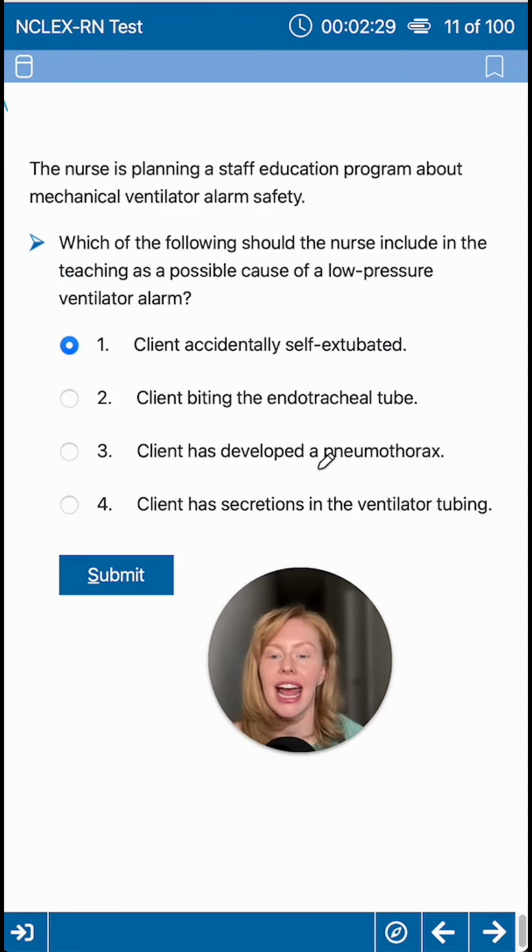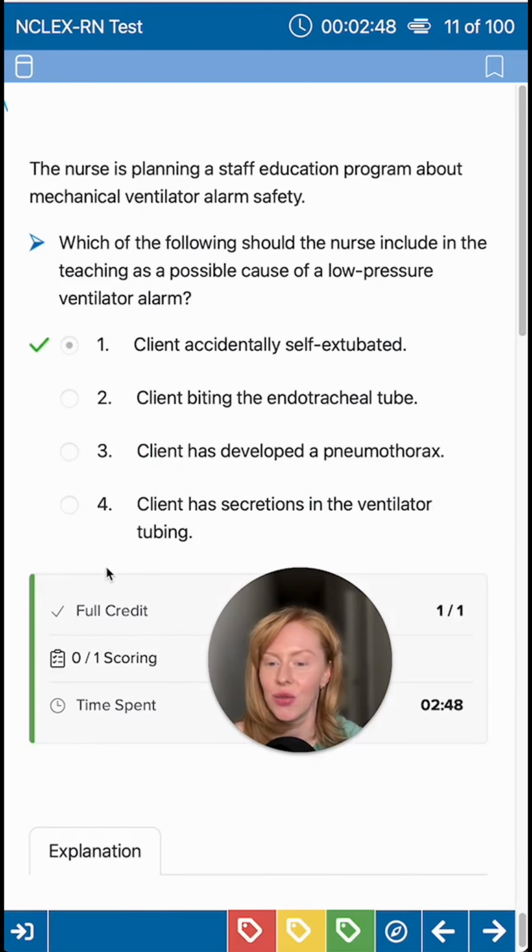Then if the client has secretions in the ventilator tubing, just like biting the tube narrows the path for the air, secretions being present in the tube narrows that path, and you're going to get a high pressure alarm until you suction the client. So of all of these, the only one that could cause a low pressure alarm is if the client self-extubated. And we're correct. Great job.